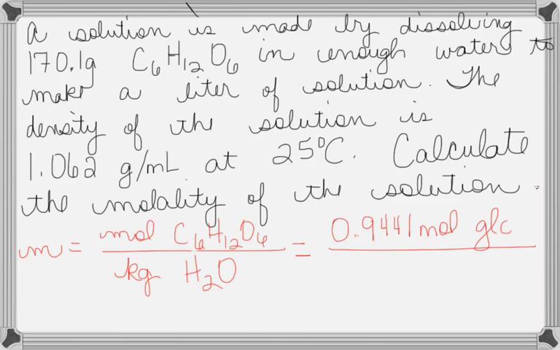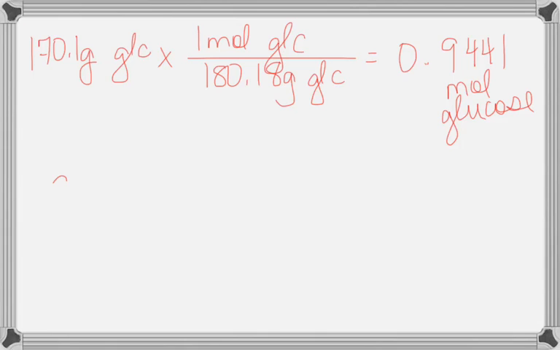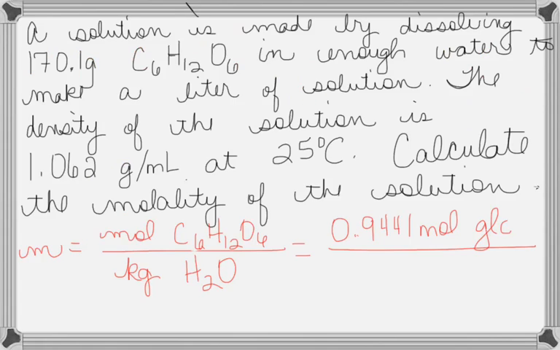I know density is equal to mass over volume. The density is 1.062. Okay. Here's where I want you to be careful. What is that the density of? The solution. That's not the density of the water. That's not the density of the glucose. 1.062 is the density of the solution.